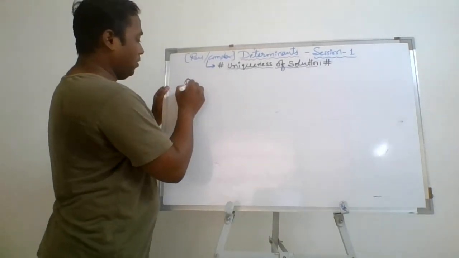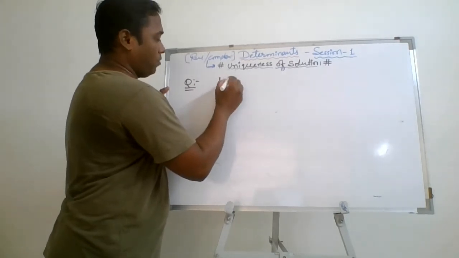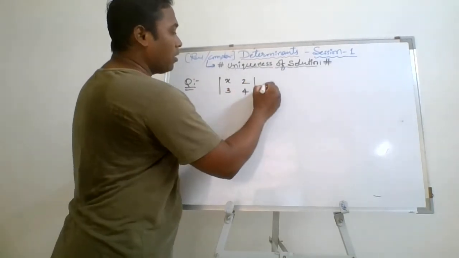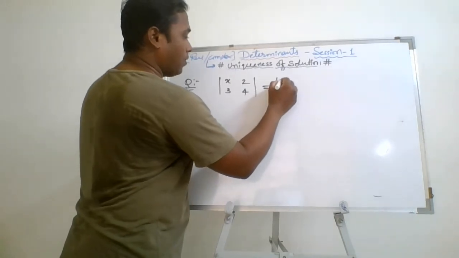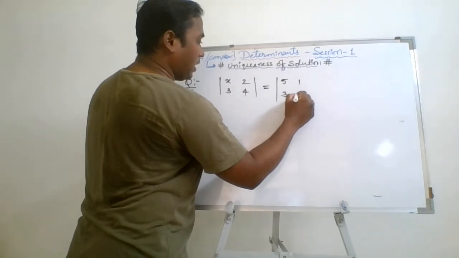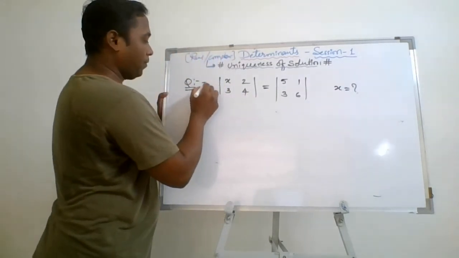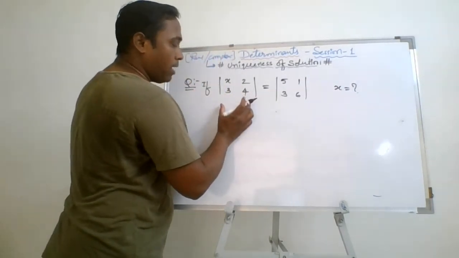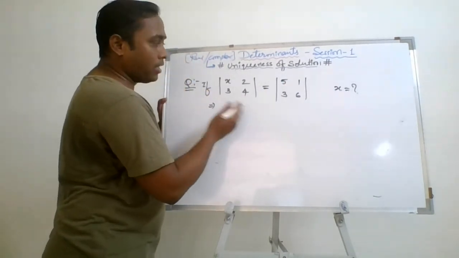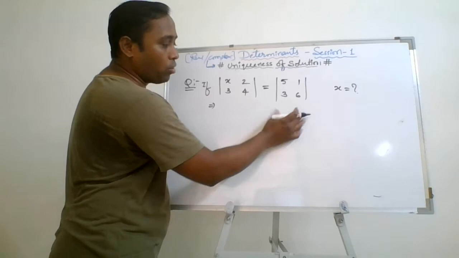Fine. Here, what I am taking here. If the determinant of the 2 by 2 matrix x, 2, 3 and 4 is equal to the determinant of the matrix 5, 1, 3 and let us say 6, find the value of x. If the determinant of this square matrix is equal to the determinant of this square matrix, what is the value of x? So how can I calculate? Simply by finding LHS and RHS, because when you calculate the determinant it reduces to a number only.